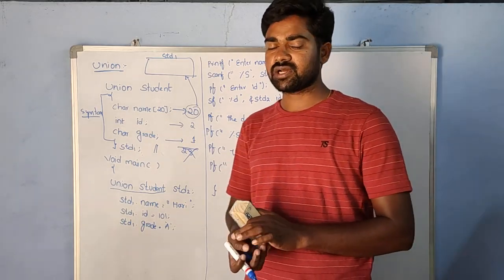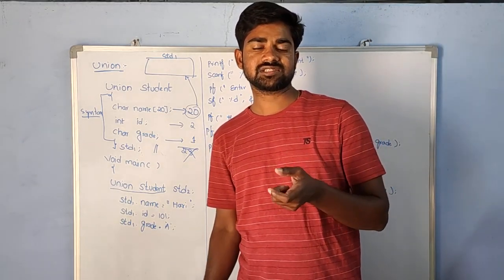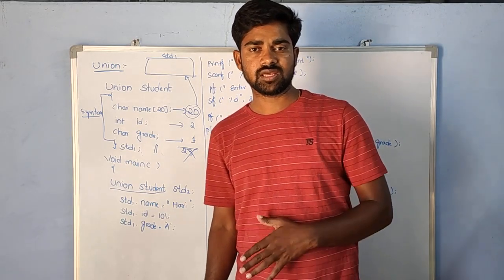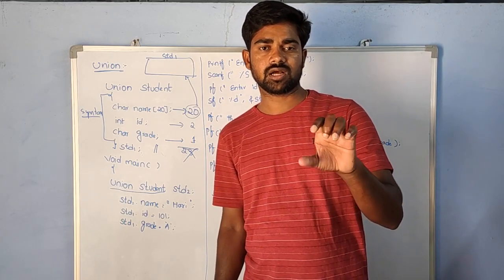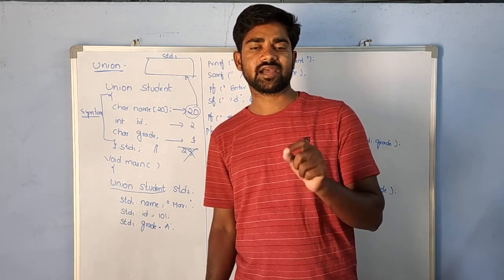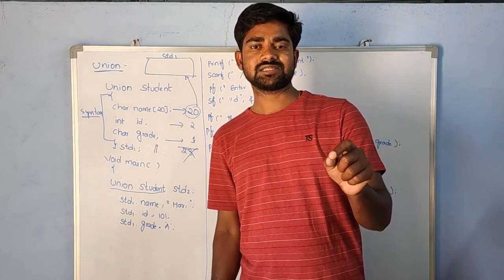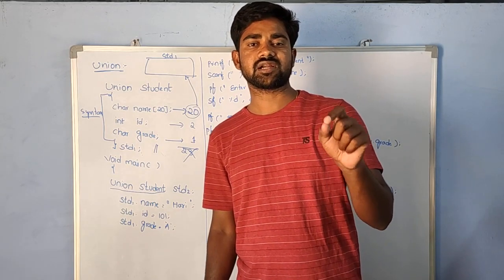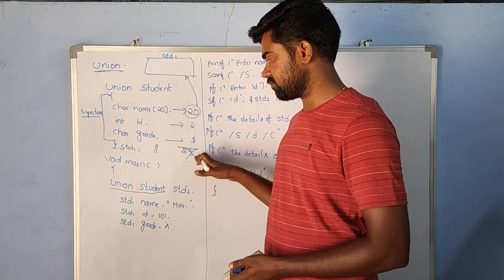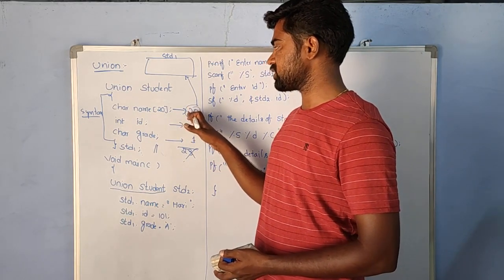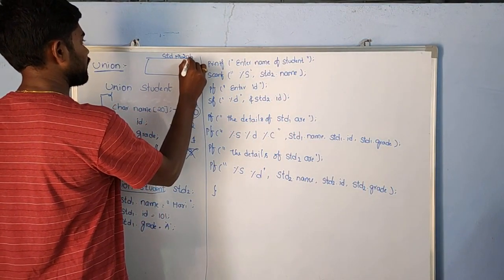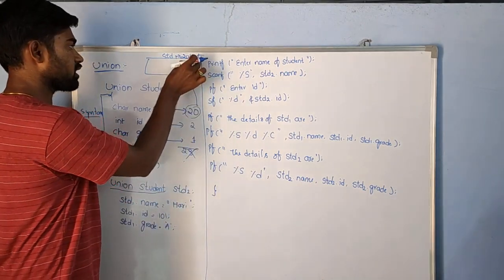So what you understood here: in union, the data member having the highest size, that size is allocated to the union variables, but the total size of all the members is not going to be allocated. Only the highest member size is allocated to the variable. Here the actual total size is 23, but the highest size is 20. That 20 is allocated to student 1. Now student 1 got memory allocation of 20 bytes.